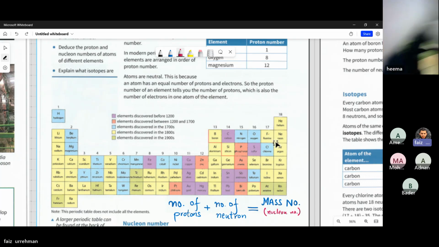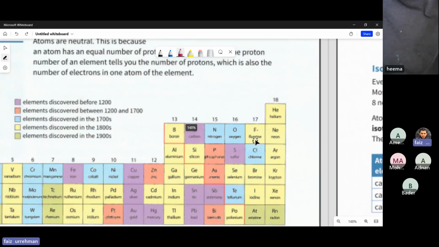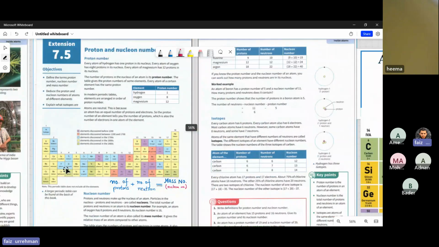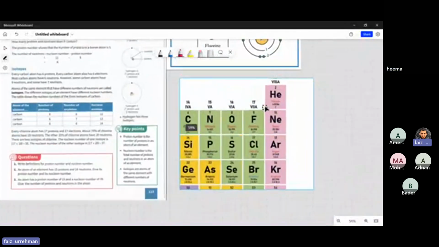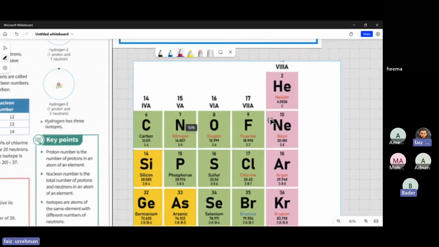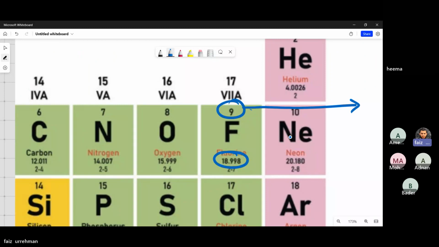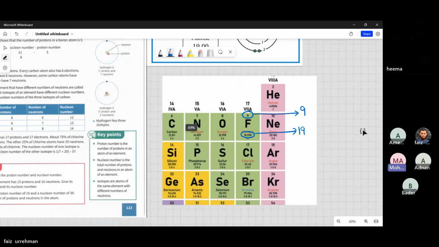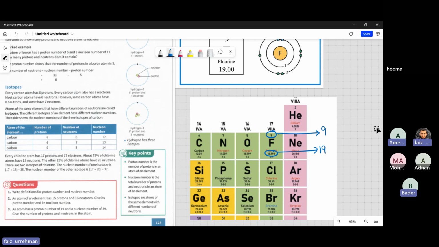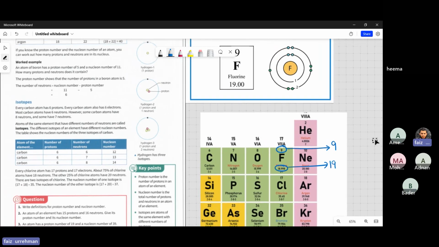Okay. Now look. You have this fluorine. I took a screenshot and this is the zoomed in version. Now, if we focus on fluorine, you see some numbers. Focus on this number and this number. This number is 9. This number is 19, 18.9, 19. Now, look. The number on the top is the atomic number. And the second one is the mass number.